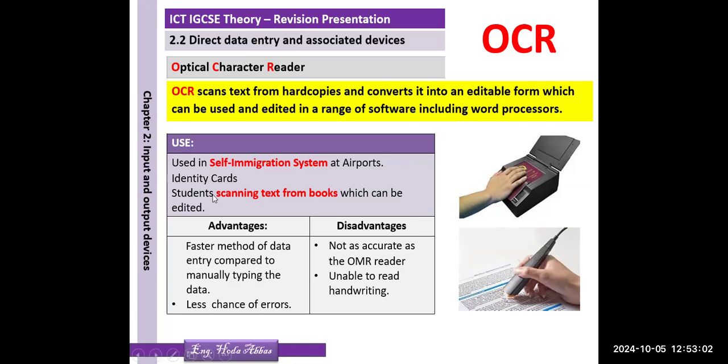There's another use: students scanning text from books, which can then be edited. These are the advantages: a faster method of data entry compared to manually typing the data, and less chance of errors. Okay, but it is not as accurate as the OMR reader.